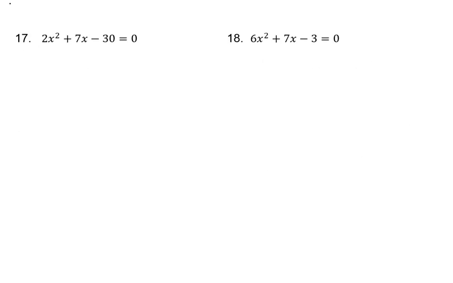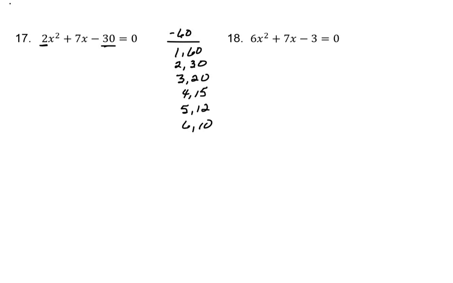Okay, with problem 17, notice that I have a quadratic that's not just a simple trinomial. So I need to multiply this leading coefficient of 2 times my constant, so I have negative 60. So I'm looking for factor pairs of negative 60. Well, I'm going to go ahead and write out just factor pairs of positive 60. And if you want to use your calculator, you can do that as well.